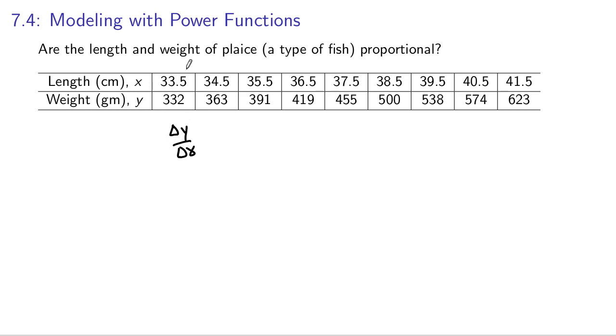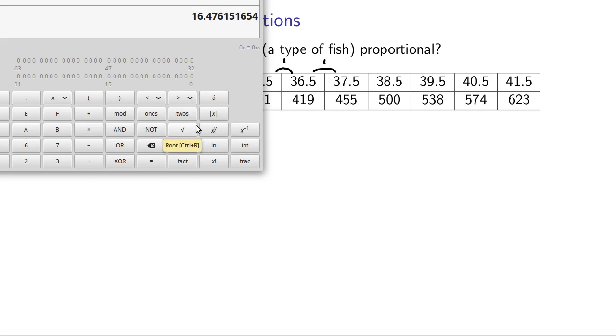So here we have a change in x of 1 unit each time. Each of these lengths is different by 1. So what is the change in y here? We have 363 and 332. 363 minus 332 is 31.